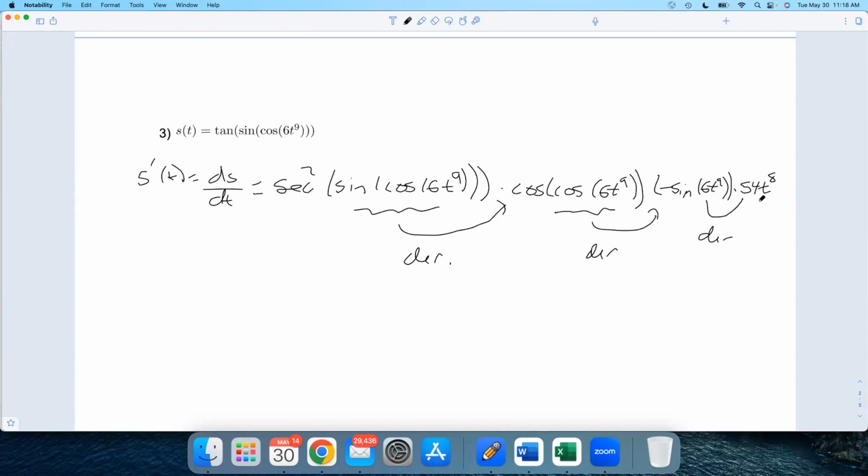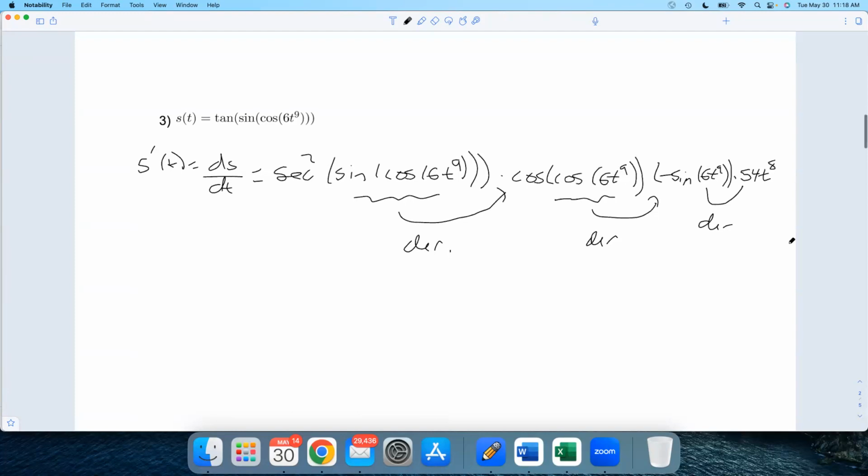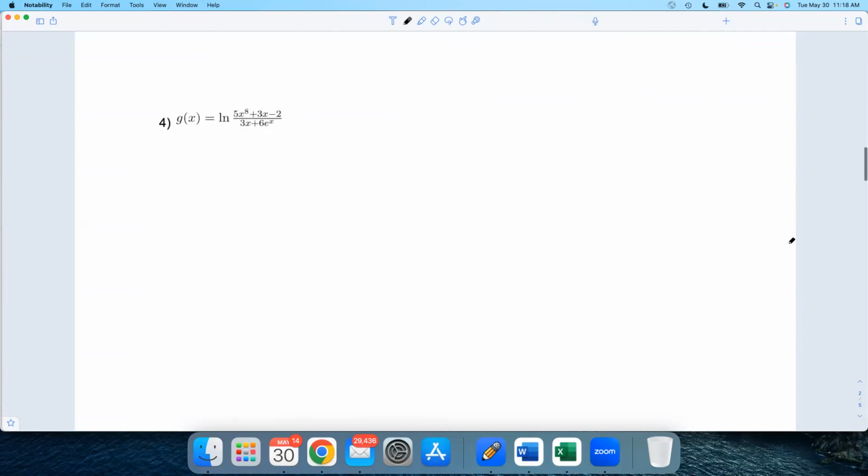Now, you might think, oh, I can keep going. What about this guy's derivative? My insidest function now is just t. The derivative of t is just 1. If I try to go one more step, I would just get a 1. So we're done. Multiple chain rule problem.